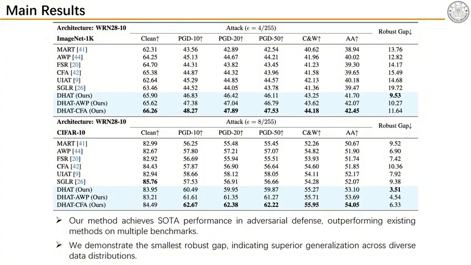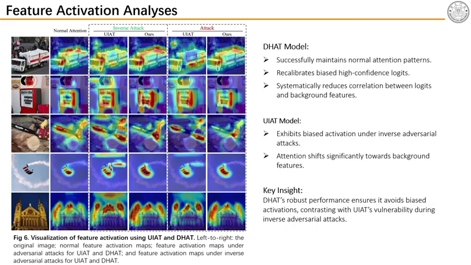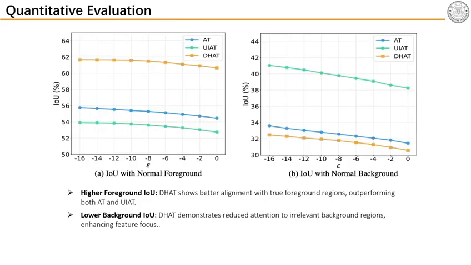It's a straightforward approach, but it works well. Our model's adversarial robustness improved significantly. At the same time, we can see that the robust gap dropped, which indicates that we have a stronger generalization ability. In the feature activation maps, we can see that our model maintains normal activation, while the baseline models suffer from spurious correlation. And the quantitative analysis tells the same story. Our model consistently shows better alignment with the true object regions, validating the effectiveness of our method.